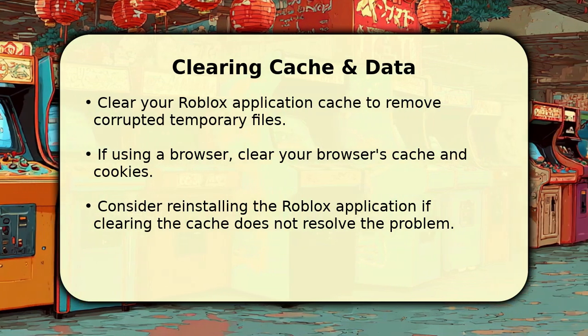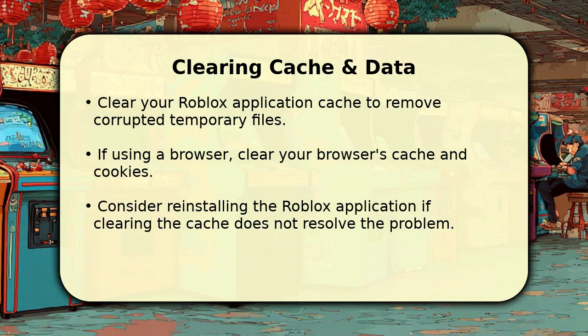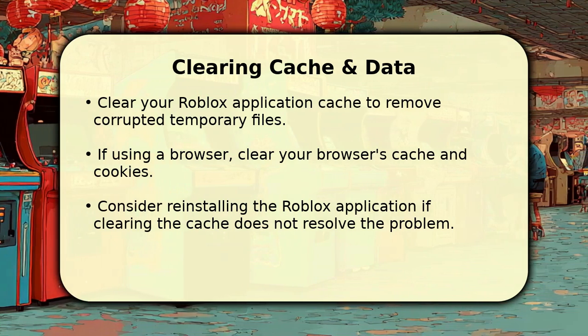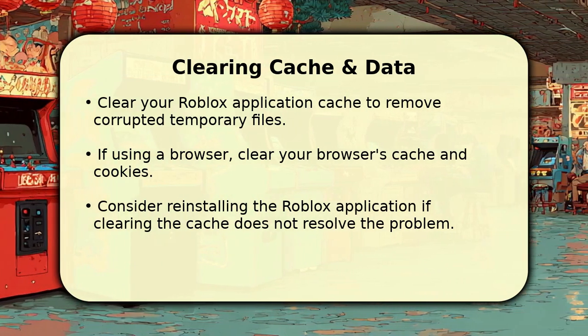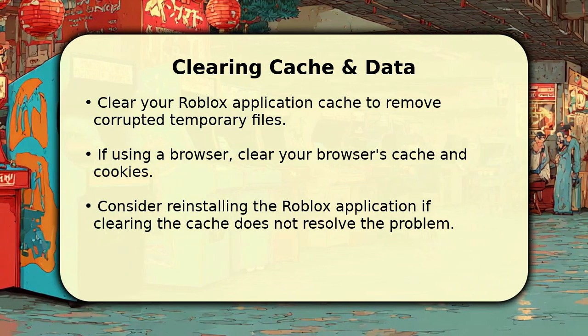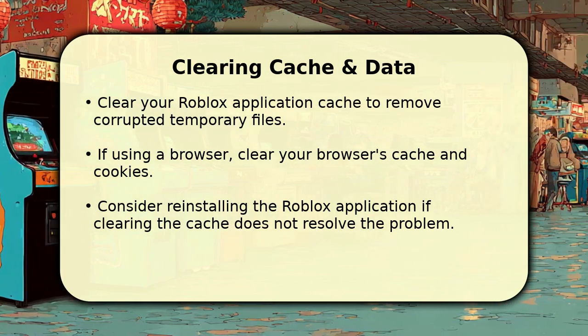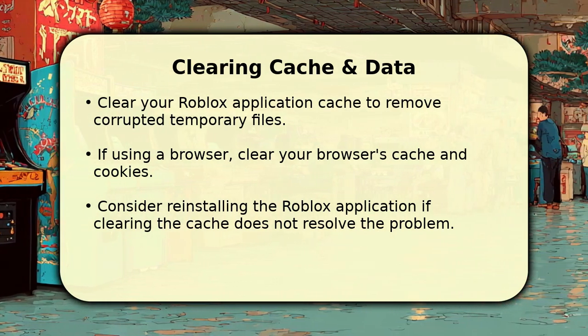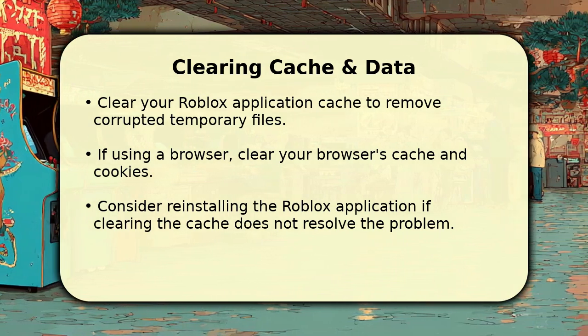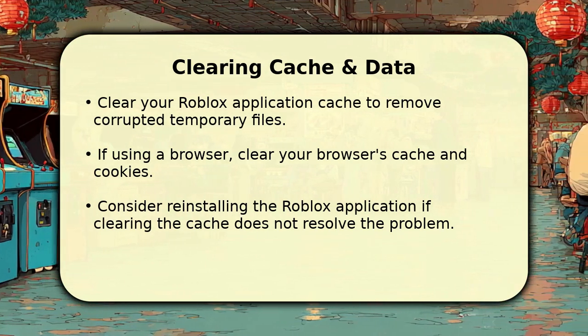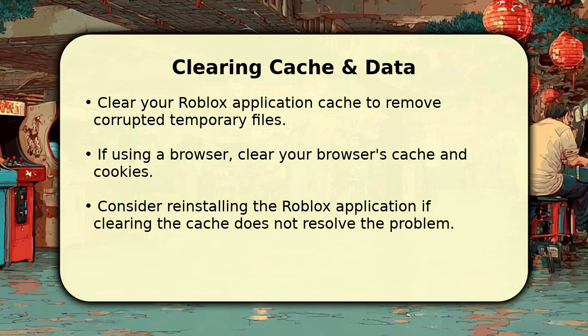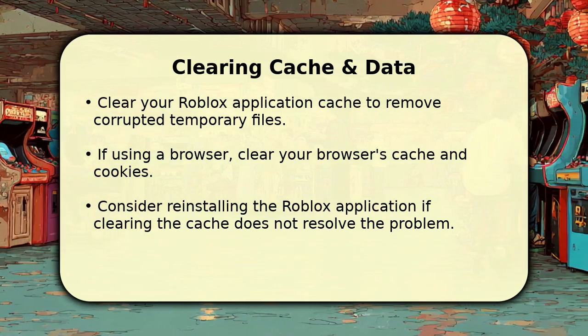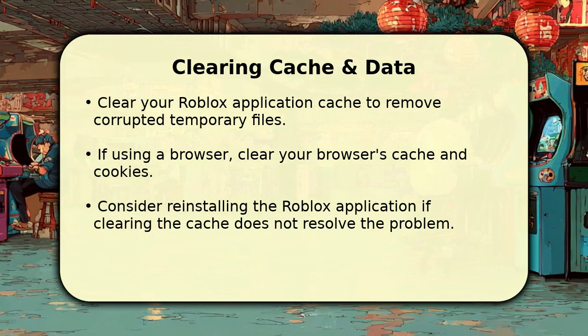Clearing your application's cache is a powerful troubleshooting step. Start by clearing your Roblox application cache, which removes any potentially corrupted temporary files that might be hindering access. If you're playing through a web browser, clear your browser's cache and cookies too, as these can also interfere. Should these steps not resolve the issue, a complete reinstall of the Roblox application often fixes deeper data integrity problems.